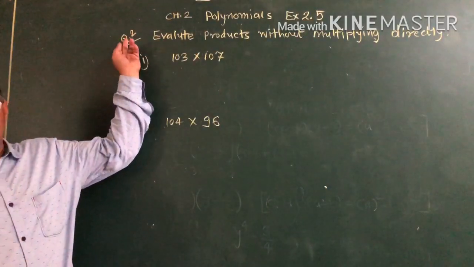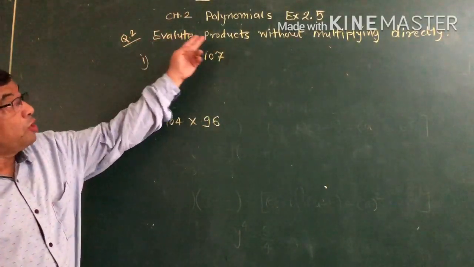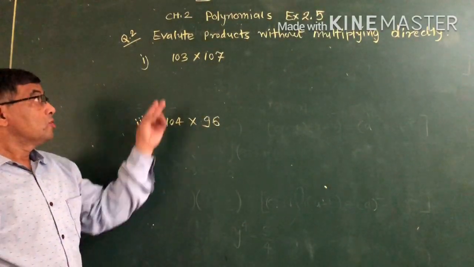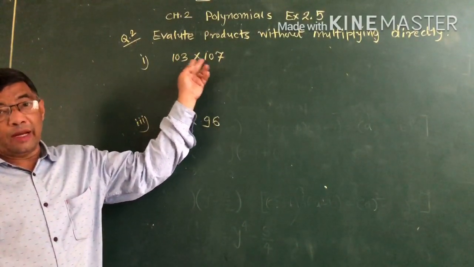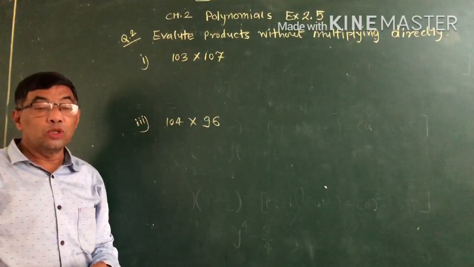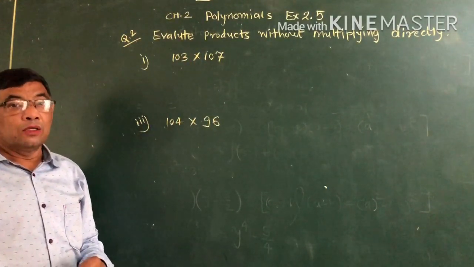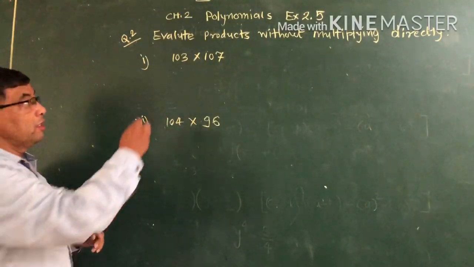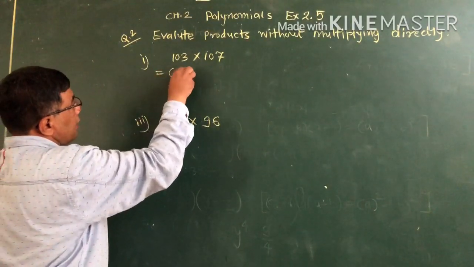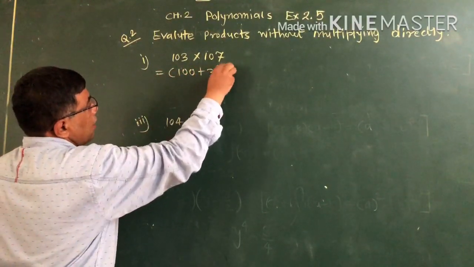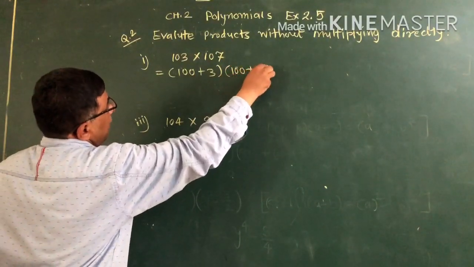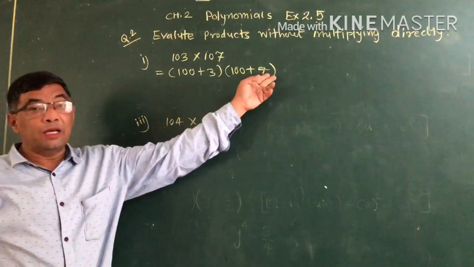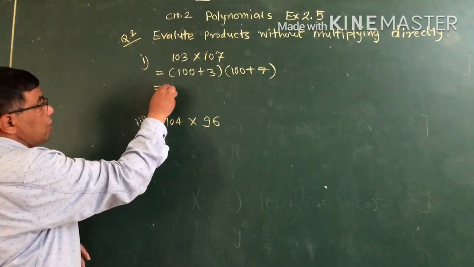Now we solve question number 2. Evaluate products without multiplying directly. So here we don't have to multiply directly, but we have to use a suitable identity. The first one is 103 into 107, which we can write as (100 + 3)(100 + 7). So now it is (x + a)(x + b). So we already know the identity.